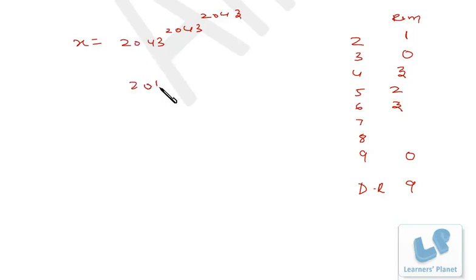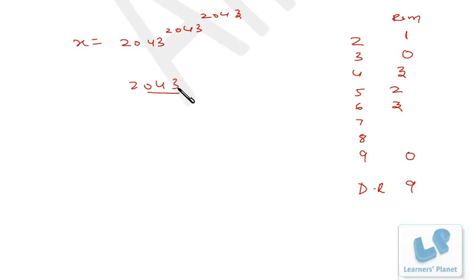See, 2043. What is the divisibility rule of 7? From the last 3 digits, you need to deduct the first 3 digits, right? So here we just have to deduct 2. So 43 minus 2, 41. That means this number is not a multiple of 7, right? Because 43 minus 2 is 41, which is not a multiple of 7, right?